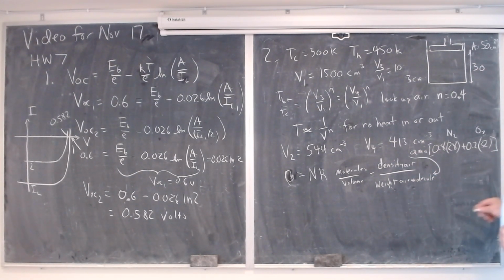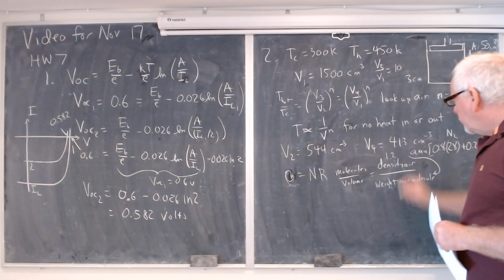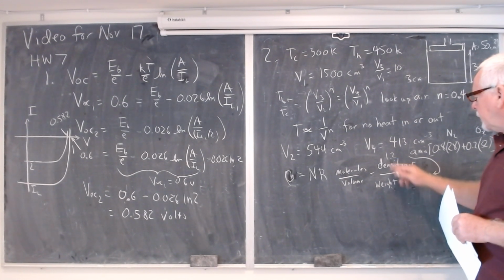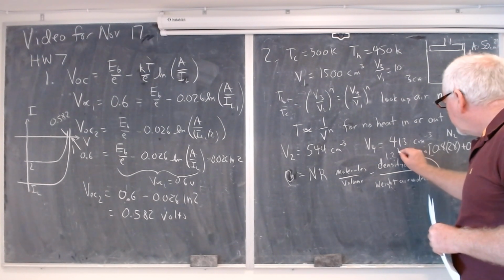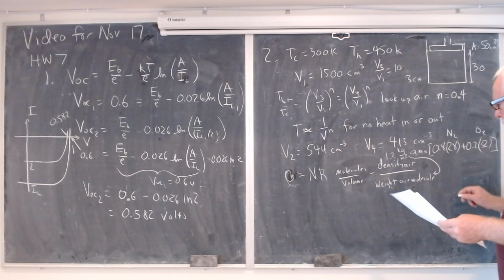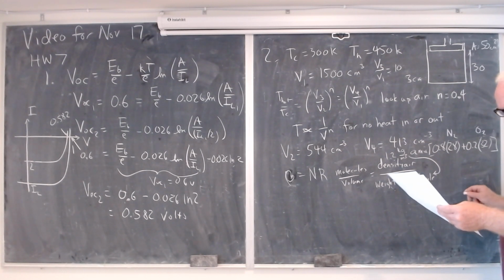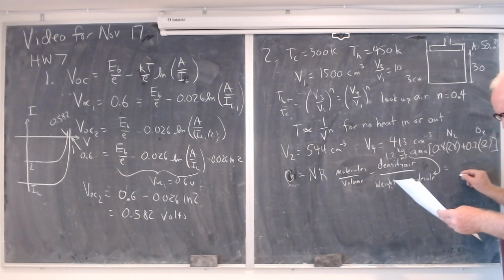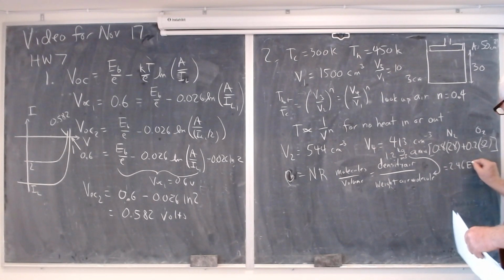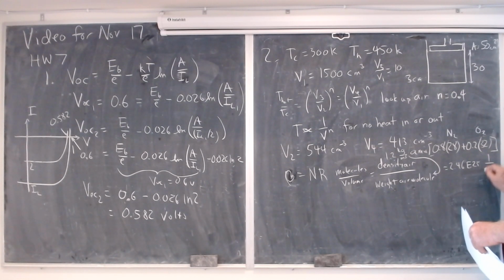And I don't want to get the board too cluttered now, but basically this is 1.2. Some people want to use slightly different numbers for the density of air, but using 1.2 kilograms per meter cubed, you get the number of molecules per meter cubed as 2.46 times 10 to the 25th per meter cubed.